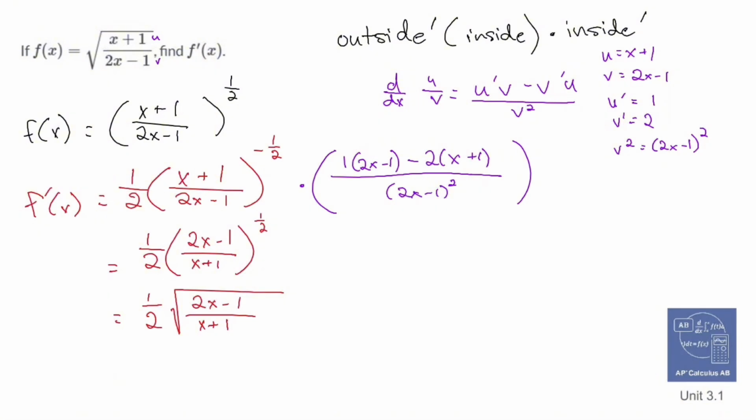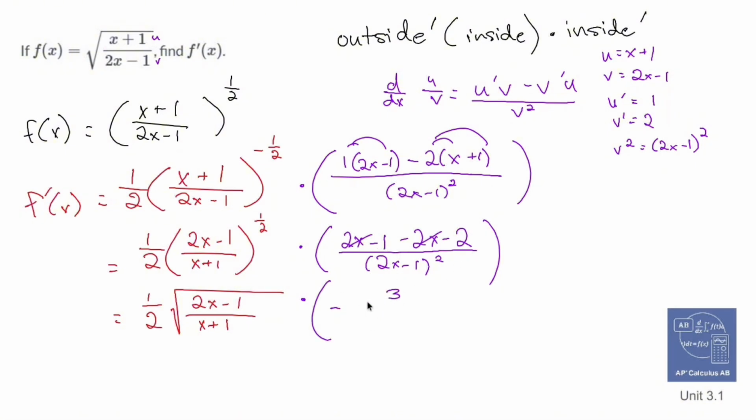What can I do with the purple? Well, I can distribute the 1, which changes nothing. So 2x minus 1. I can distribute the negative 2, so minus 2x minus 2. So that cancels out nicely, all over 2x minus 1 squared. And so that will leave me with negative 1 minus 2, so negative 3 over 2x minus 1 squared.